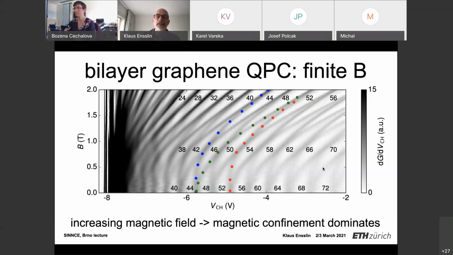Now you apply a magnetic field, and one thing that you see is that each of those features splits in magnetic field, right? These are small magnetic fields. Each feature splits. They start crossing each other. And if you go to high magnetic fields, you're actually back to a situation which is very similar to 0 magnetic field. So again, you find plateaus, and the plateaus are spaced by 4e²/h.